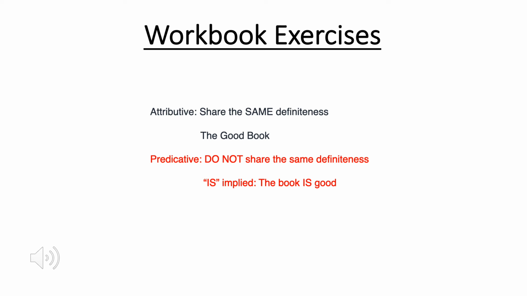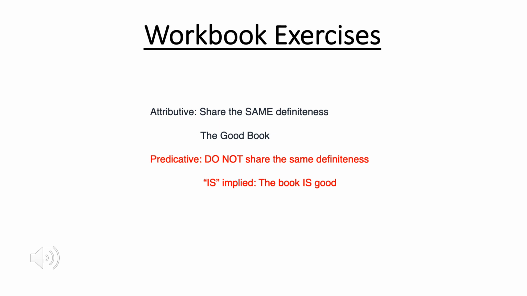I do, however, for sections 3 and 4, want to remind you of two definitions, the definition of attributive and the definition of predicative, because you are asked to identify or to translate the words accordingly, whether or not they are in an attributive relationship or a predicative relationship. Remember that attributive means that they share the same definiteness if they are both definite or both indefinite.